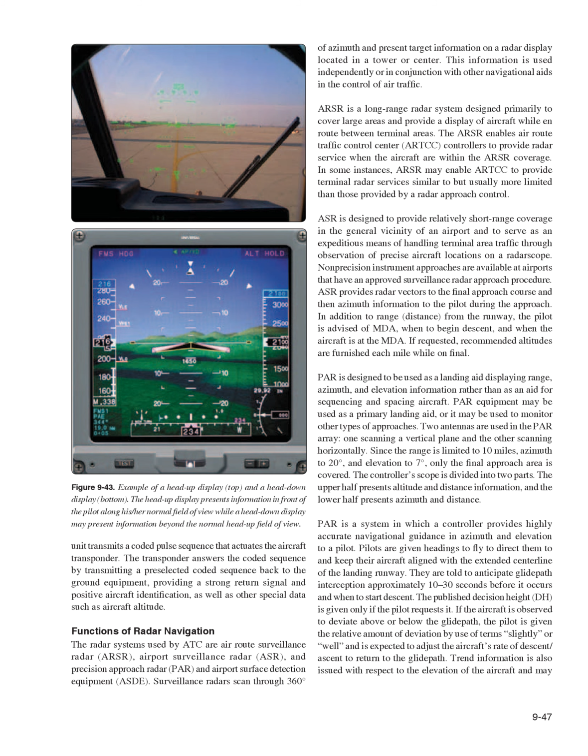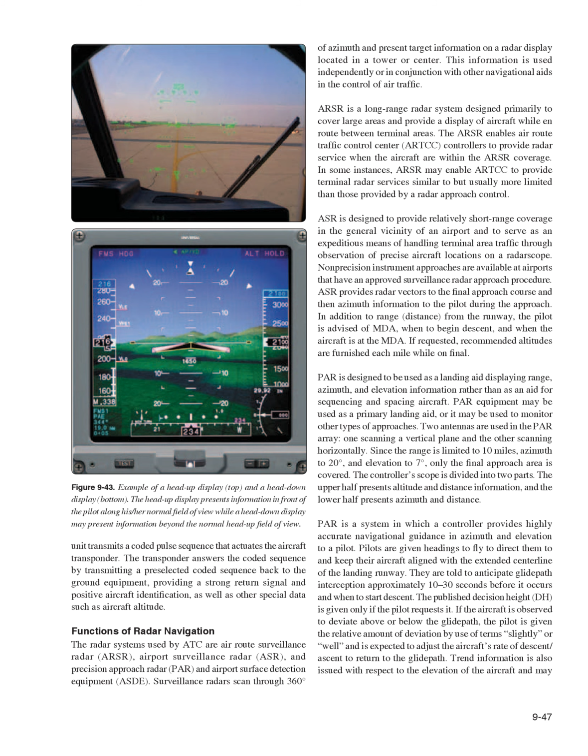PAR equipment may be used as a primary landing aid, or it may be used to monitor other types of approaches. Two antennas are used in the PAR array, one scanning a vertical plane and the other scanning horizontally. Since the range is limited to 10 miles, azimuth to 20 degrees, and elevation to 7 degrees, only the final approach area is covered. The controller's scope is divided into two parts. The upper half presents altitude and distance information, and the lower half presents azimuth and distance.